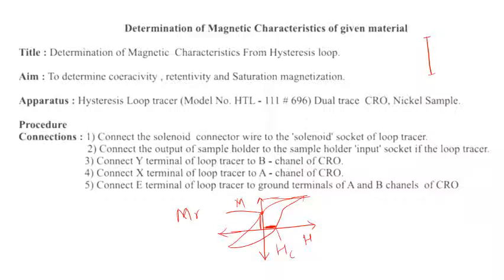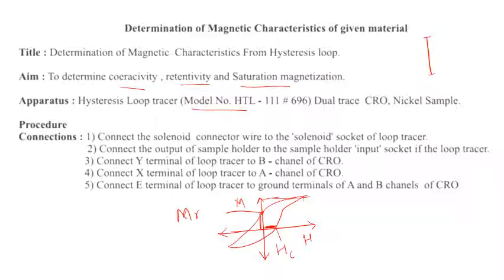We are going to find the retentivity, coercivity and saturation magnetization in this experiment. We are going to use the model STL 111696, which is a dual trace CRO model. We are going to use a nickel sample for calibration. Sometimes a nickel sample or an iron sample is also used.